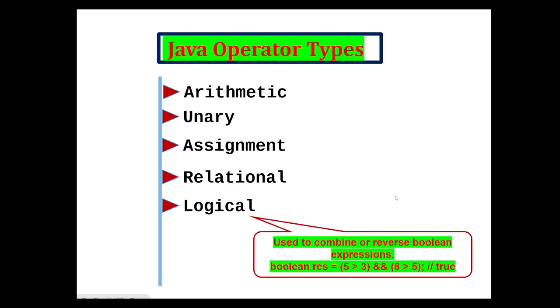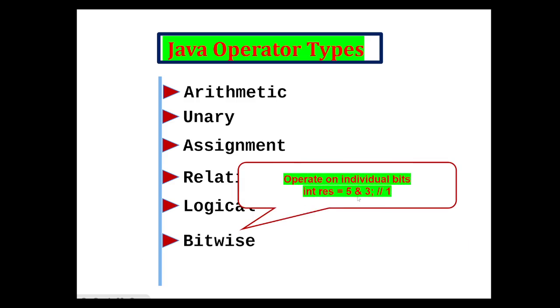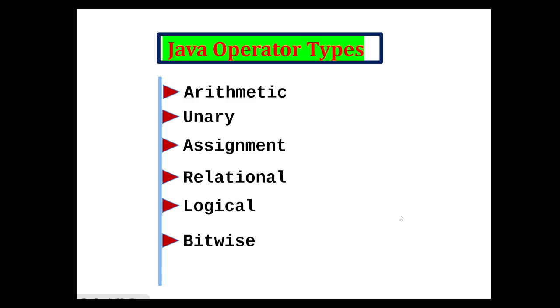Next are the logical operators. We can use them to combine or reverse Boolean expressions. For example, we can see the double ampersand sign, which we can use as a logical AND. Similarly, we have logical OR and logical NOT operations. Next we have the bitwise operator. We can see this is the bitwise AND ampersand, and it will operate on individual bits. There are other bitwise operators as well, and we are going to see all of those in detail.